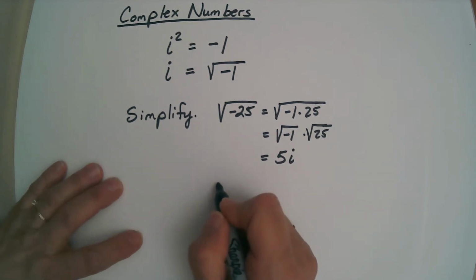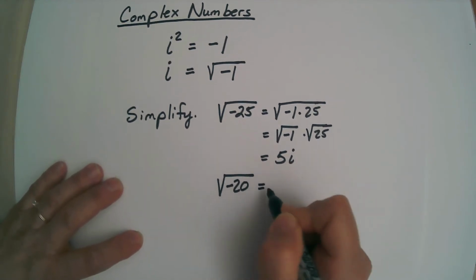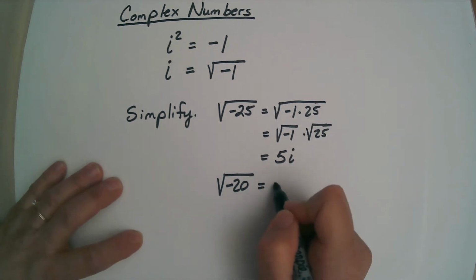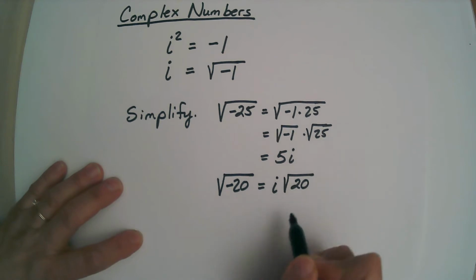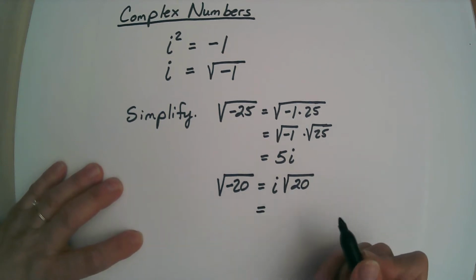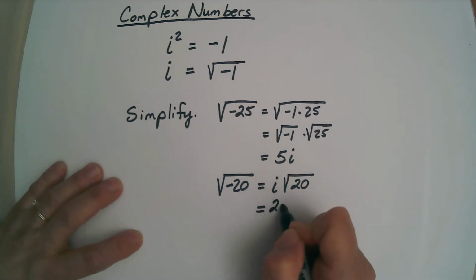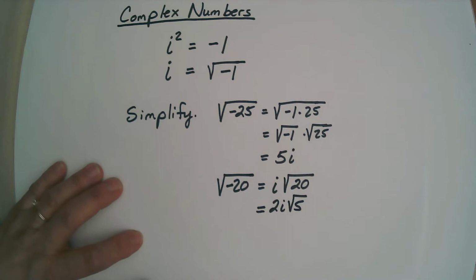And we can simplify an expression that looks like this, the square root of -20, in much the same way. Often I would just take care of that negative first and write it as i square root of 20, and then think about simplifying that radical in the regular way. So since 20 is 4 times 5, out would come a 2, and we'd have 2i square root of 5 as our simplified version of this particular expression.